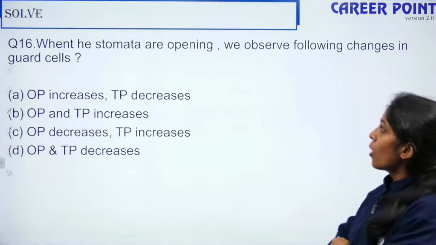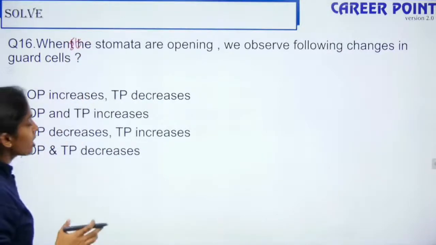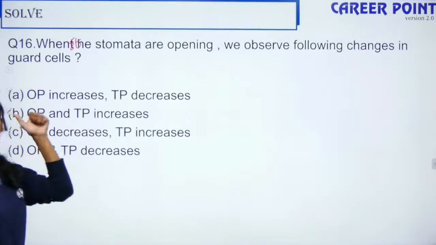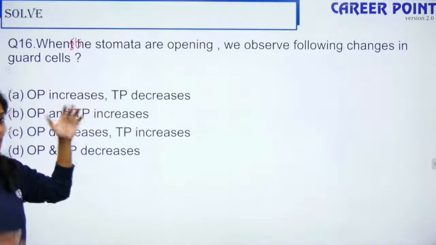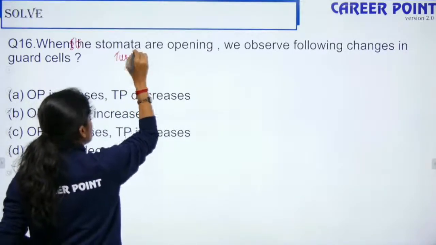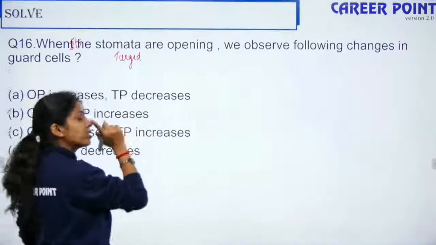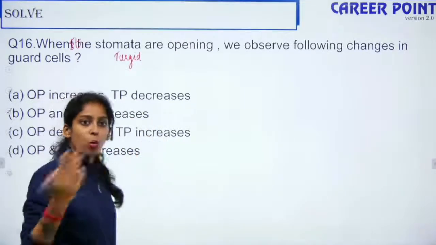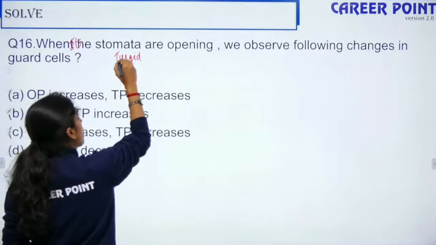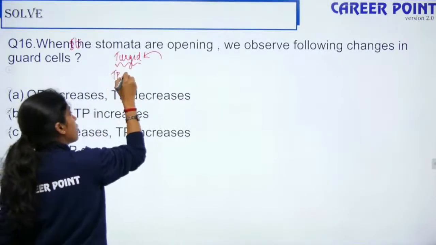Question 16. When the stomata are opening, we observe the following changes in the guard cells. So when the stomata is opening, what happens? The osmotic pressure increases, Turgor pressure decreases. The cell is opening, so when the stomata is opening, the condition is the turgid condition. So what happens in a turgid condition? Only one thing you know, in a turgid condition, stomata opens and water is lost. During the day, stomata opens and water is lost. Which means when the stomata is opening, water moves inside the guard cells so that they become turgid. So the Turgor pressure inside the guard cells increases.